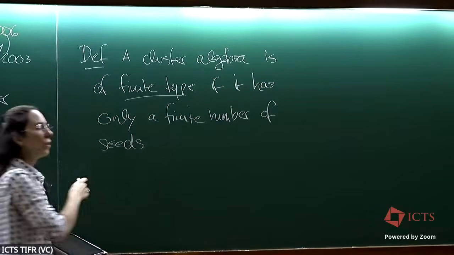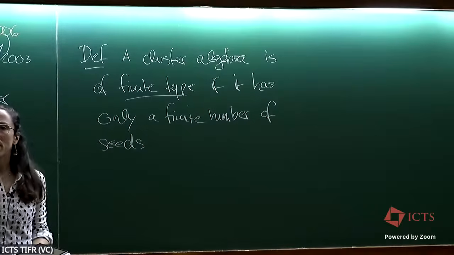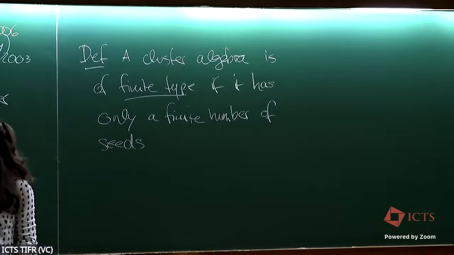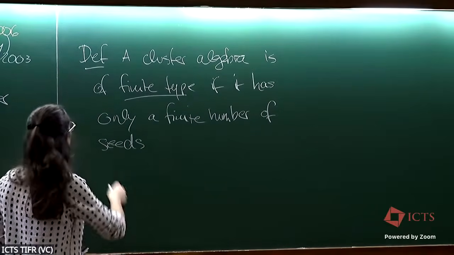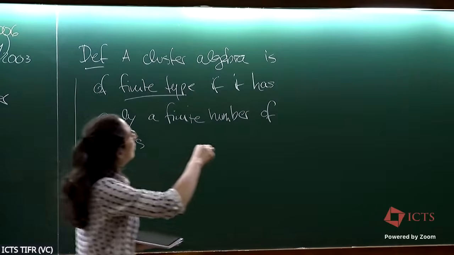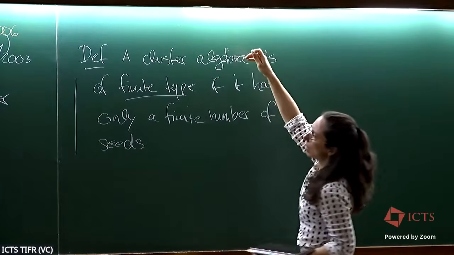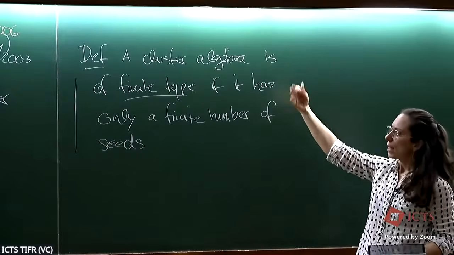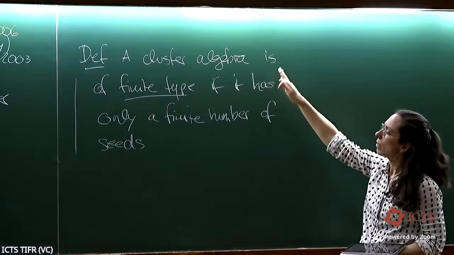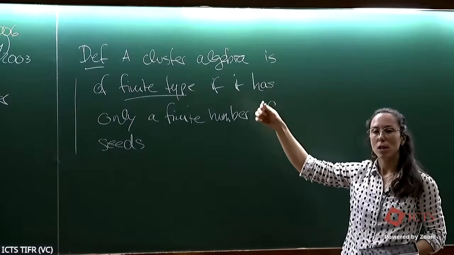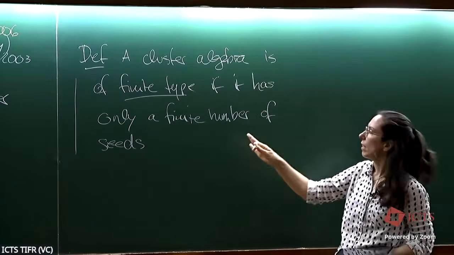So if it has only a finite number of seeds, it also only has a finite number of cluster variables. And we get a pattern like on the other side of the board. And Fomin and Zelevinsky wrote a second paper on this. I mean, they wrote 4 in total, but the second paper they wrote on cluster algebras contains the finite type classification.